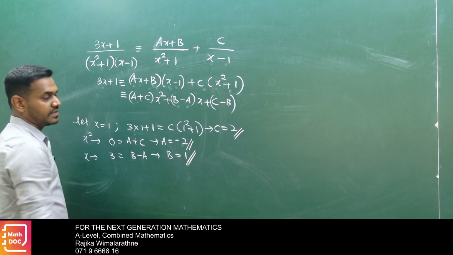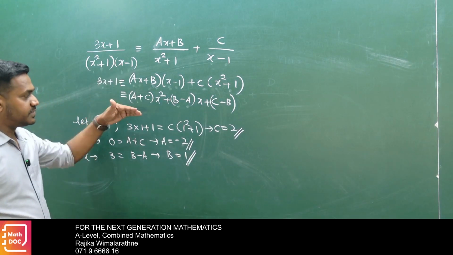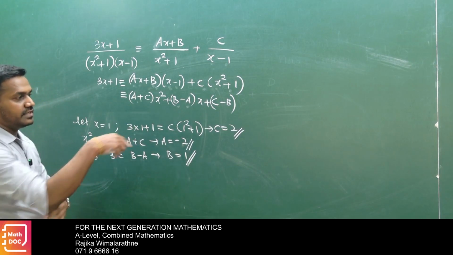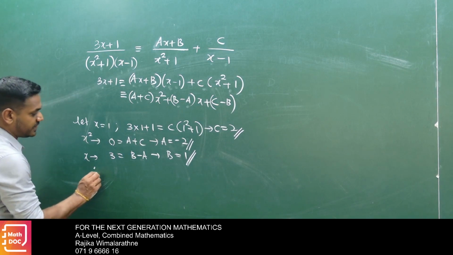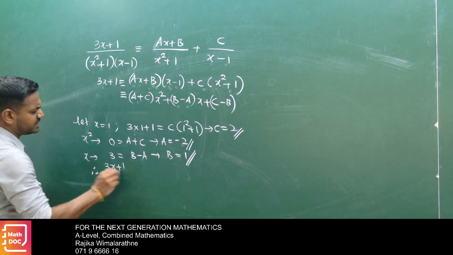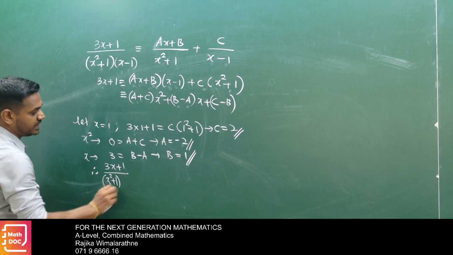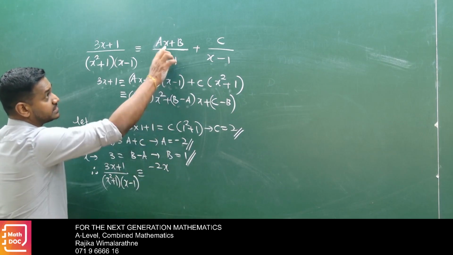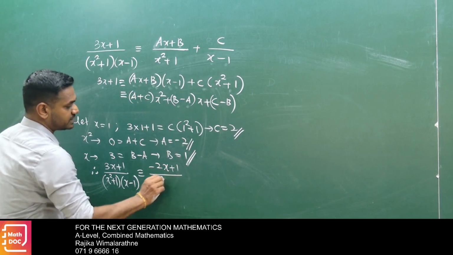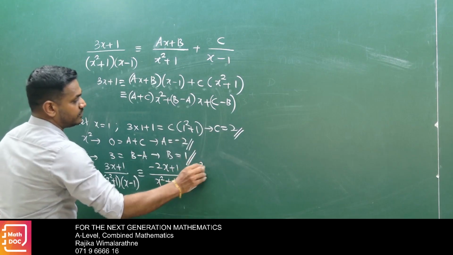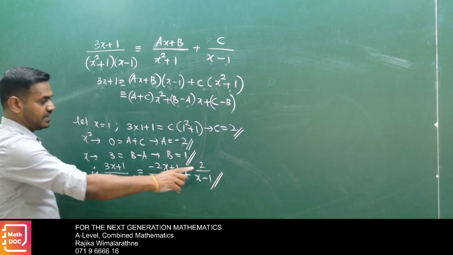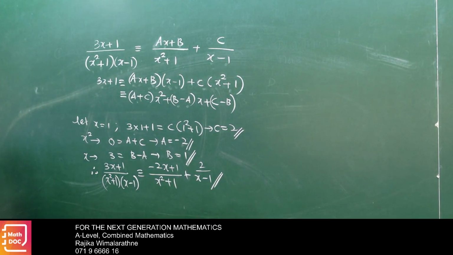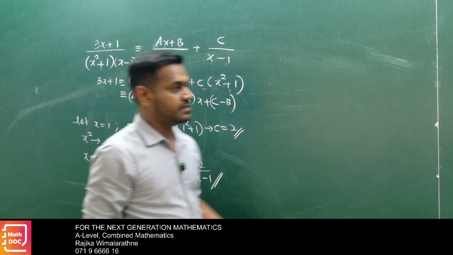Then likewise you can take a hybrid technique. Value substitution and coefficient equating technique you can put together. So anyway you find the unknowns. Therefore the partial fractions: 3x plus 1 over x squared plus 1 times x minus 1 is identical with minus 2x plus 1 over x squared plus 1 plus 2 over x minus 1. Here it is. Okay. Continue. Do it alone. Take your time.